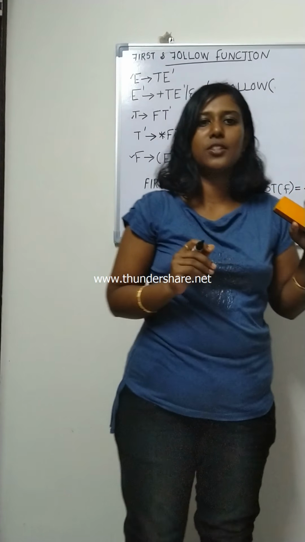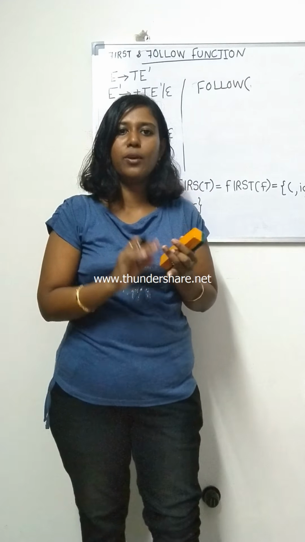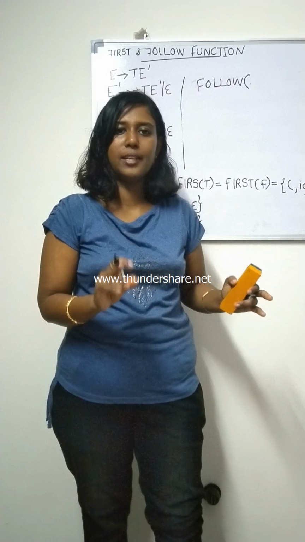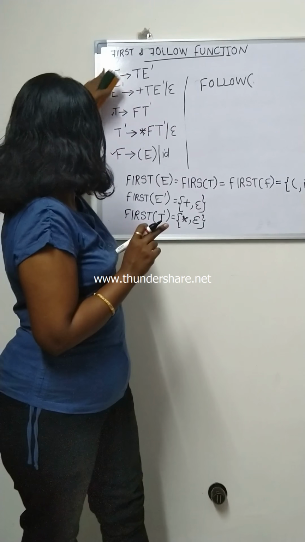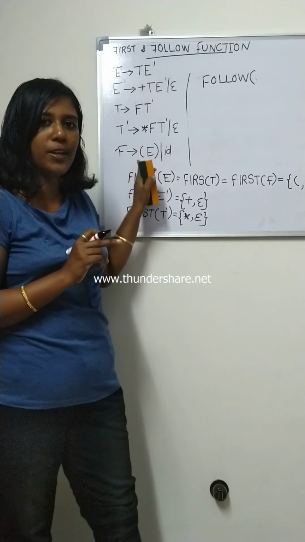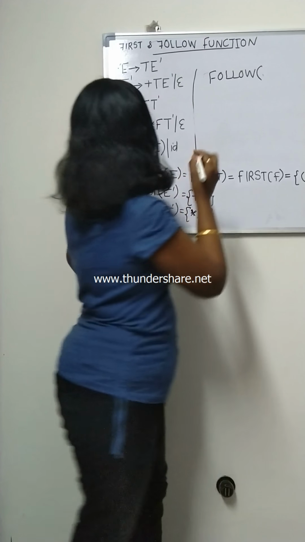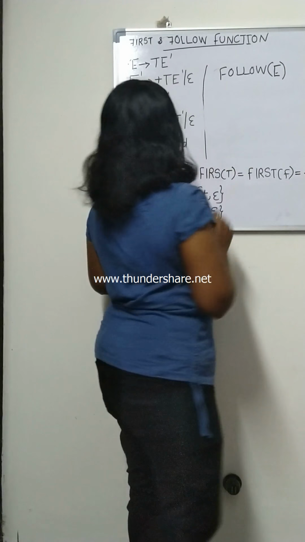Now the follow function. We will only be finding follow for non-terminals, that is, only for the capital letters. So here we have E, E dash, then T, T dash and F. We are going to find follow only for these productions. First I am going to find it for E.